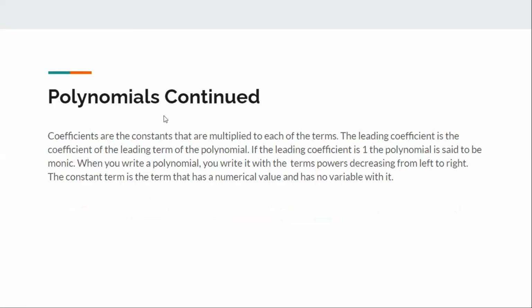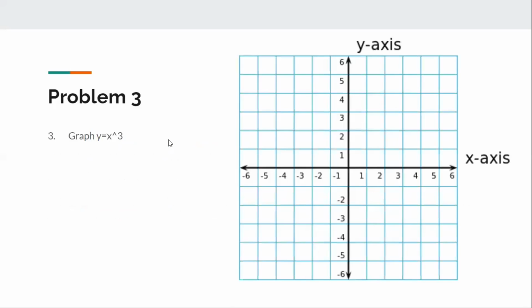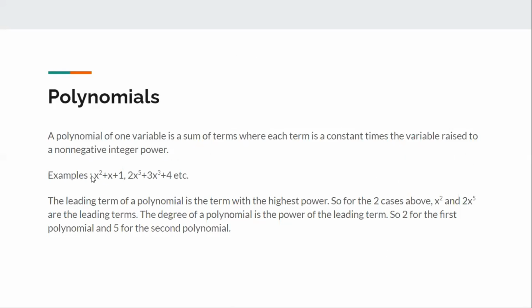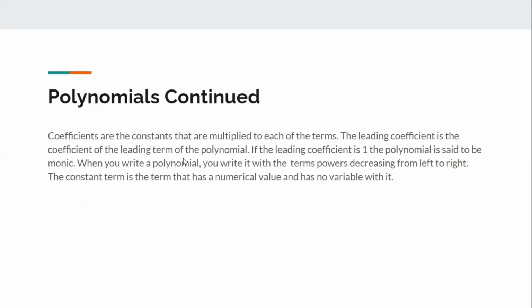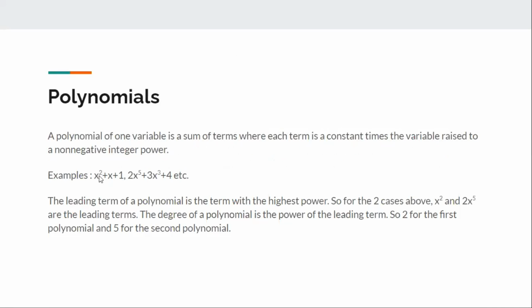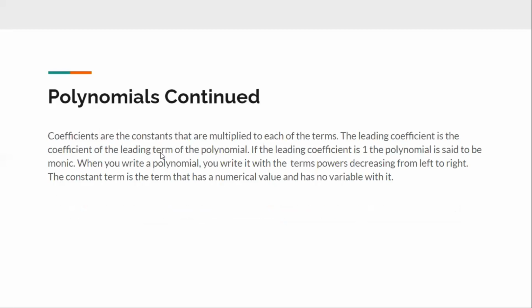Coefficients are the constants that are multiplied to each term. So the coefficient of x squared is 1, because x squared is also 1 times x squared. The coefficient of 2x to the power 5 is 2. The coefficient of 3x cubed is 3, and so on. The leading coefficient is the coefficient of the leading term in the polynomial. So in this case, the leading coefficient is going to be 1, because x squared is the leading term. And in this case, the leading coefficient is going to be 2, because 2x to the power 5 is the leading term. If the leading coefficient is 1, the polynomial is said to be monic.